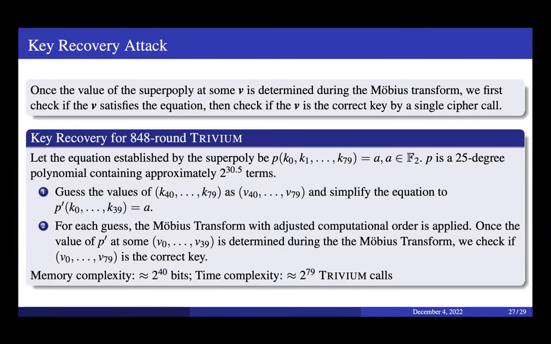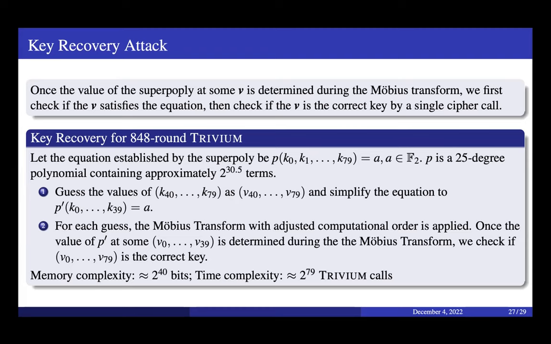Next, I will illustrate our concrete key recovery method by taking 848 rounds of Trivium as an example. Let the equation established by the superpoly be P(k0 to k79) equals A, and here A is a known value. According to our test, P is a 25 degree polynomial containing about 2 to the 30.5 terms. First, we can guess the values of the last 40 secret variables and reduce P to a polynomial P prime involving only the first 40 secret variables. And then apply the Mobius transform to P prime. When some value of P prime is determined equal to A during the Mobius transform, we can obtain a candidate key. We then check if this candidate key is correct by a single Trivium call.